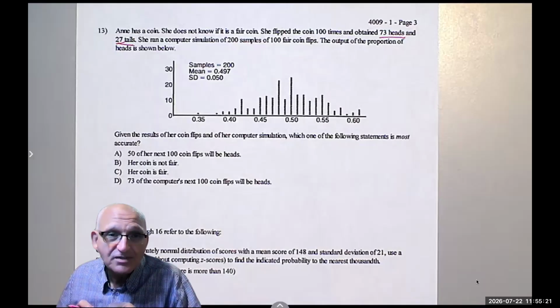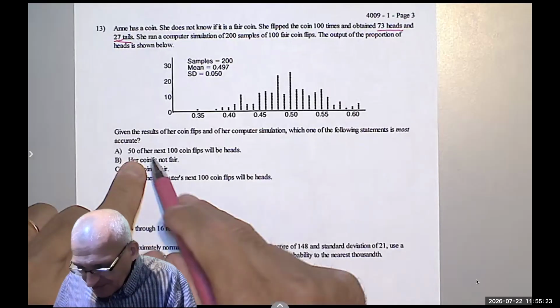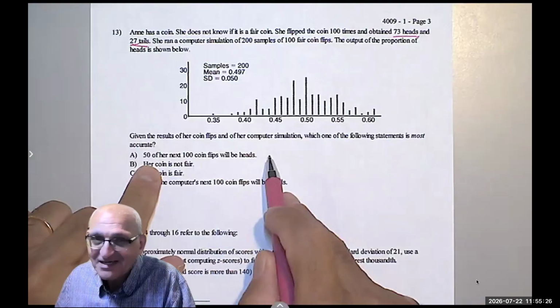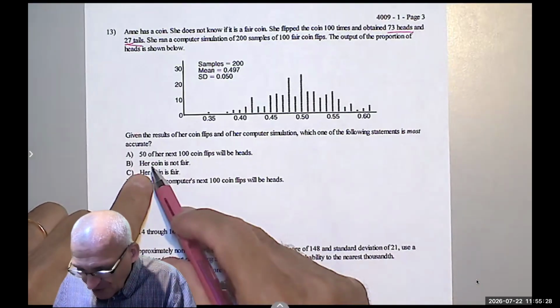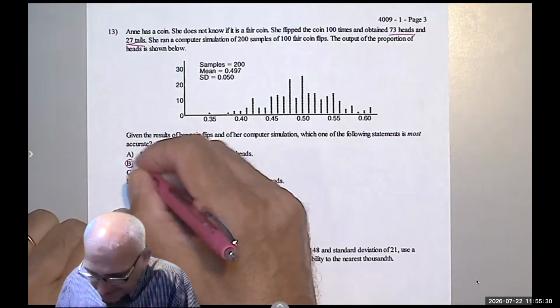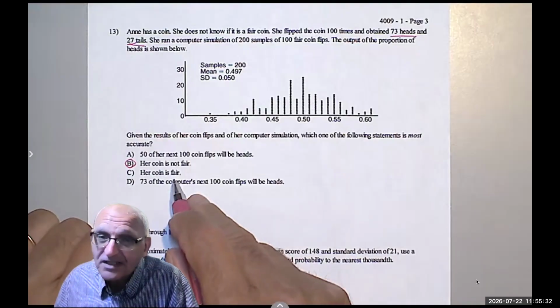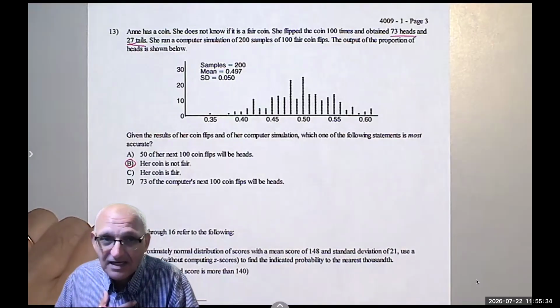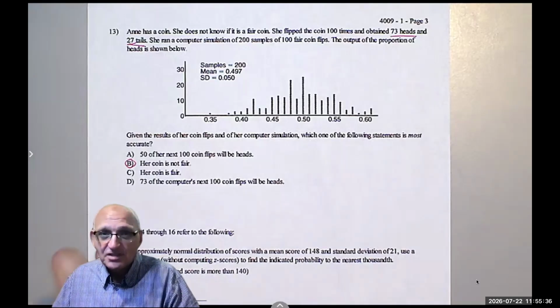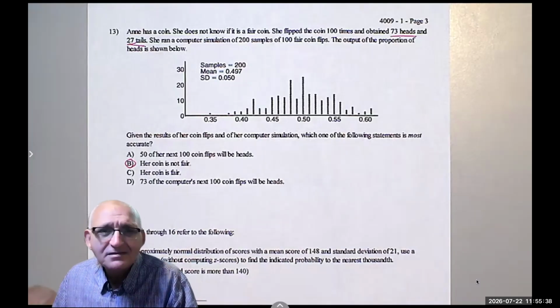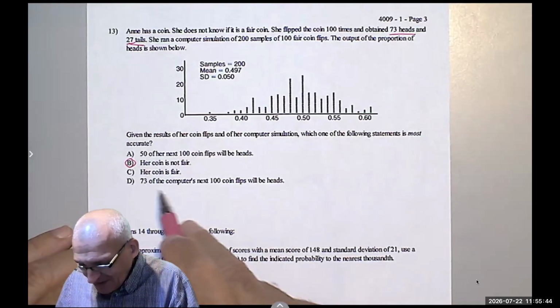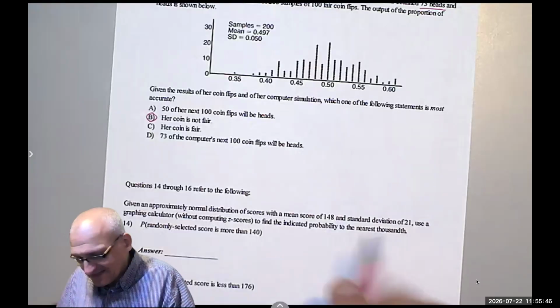Given the results of her coin flips and of her computer simulations, which one of the following statements is most accurate? 50 of her next 100 coin flips will be heads. Nobody knows that. Her coin is not fair. Yes. Her coin is fair? Absolutely. If I select heads and I can play against you, it is fair. It is fair that I always win. Okay. 73 of the computer? No, this is ridiculous.